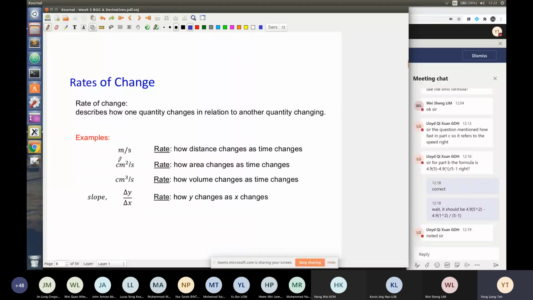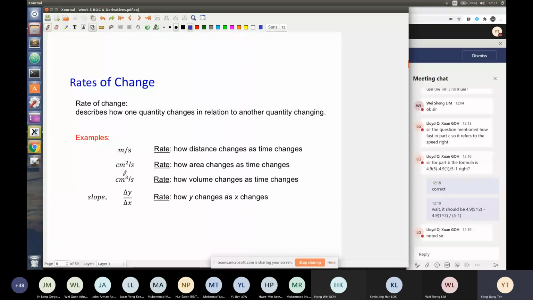Then of course, we can also have the rate of change of area with respect to time. In this case, area can be in cm square, so we can have cm square per second. Then we can also have the rate of change of volume, for example in a balloon, described by cm cube per second. When you blow a balloon, its volume increases at a certain cm cube per second.